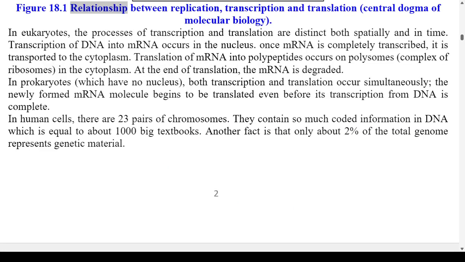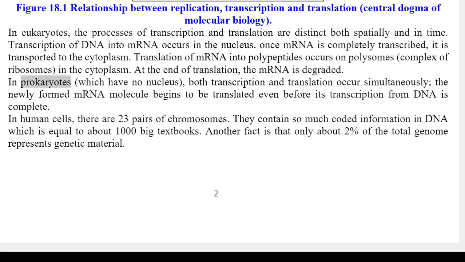Figure 18.1 Relationship between replication, transcription, and translation, the central dogma of molecular biology. In eukaryotes, the processes of transcription and translation are distinct both spatially and in time. Transcription of DNA into mRNA occurs in the nucleus. Once mRNA is completely transcribed, it is transported to the cytoplasm. Translation of mRNA into polypeptides occurs on polysomes, complexes of ribosomes, in the cytoplasm. At the end of translation, the mRNA is degraded.